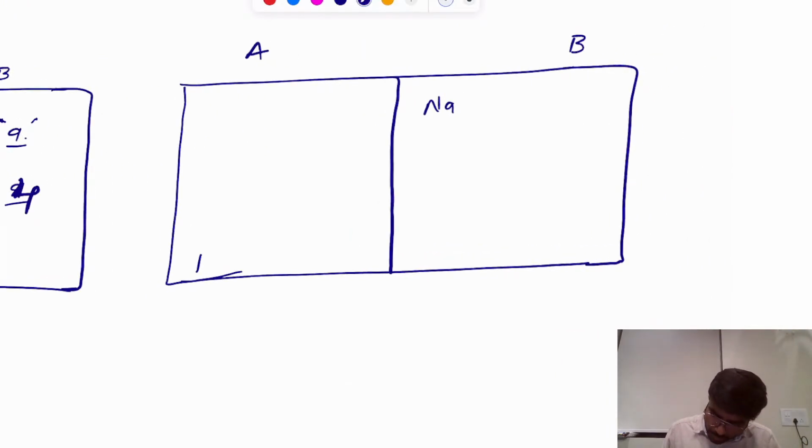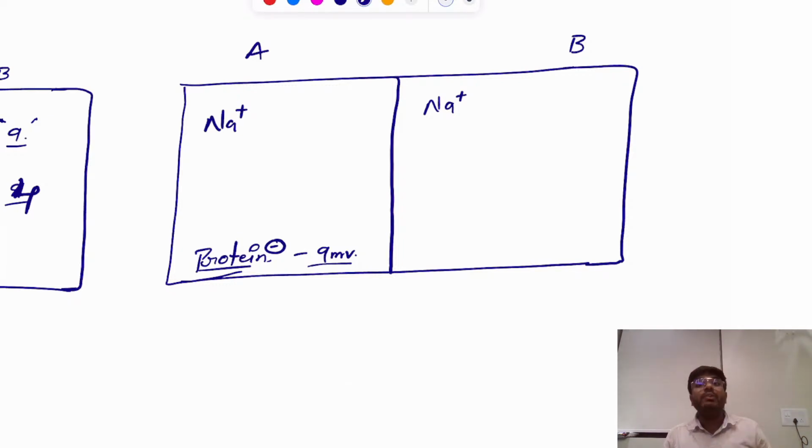Now, I have kept protein here. Now, protein is which charge? Negative charge, minus 9 millivolts, for example. Okay. Now, here sodium and sodium. So, this is the negative charge, right? Protein is a negative charge.